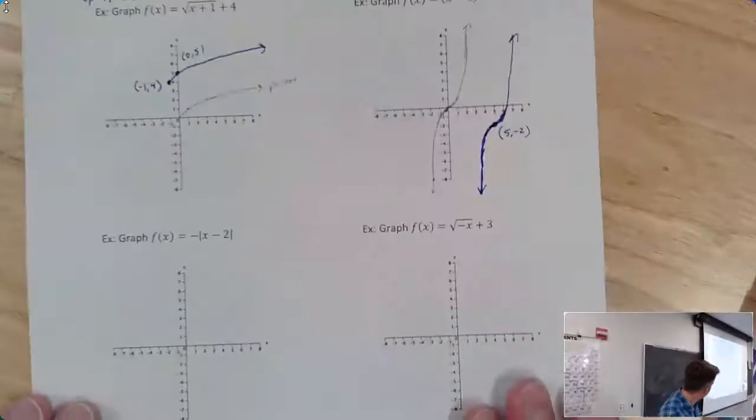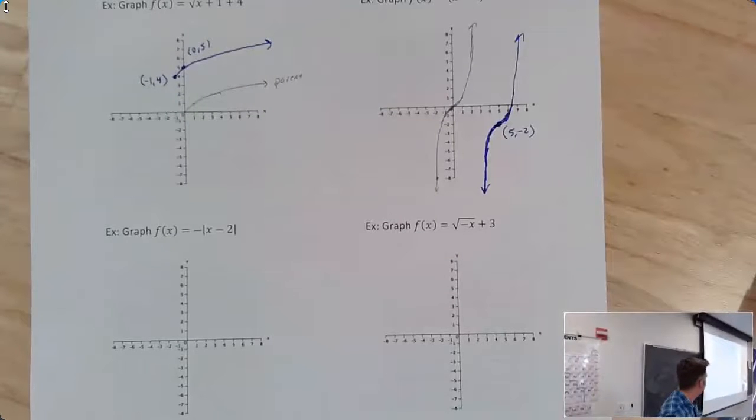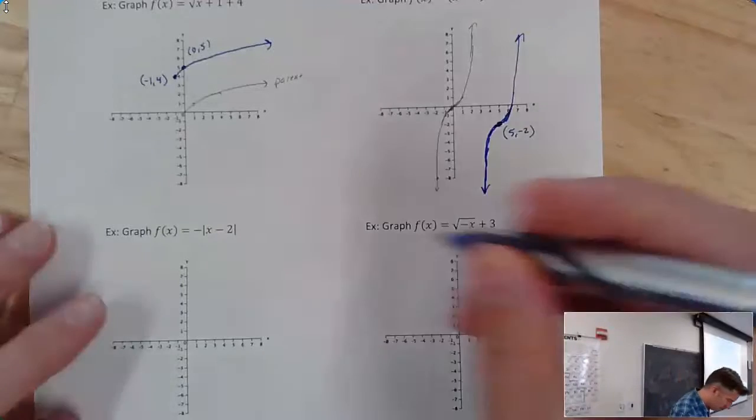Okay, let's look at these next two. We've got negative absolute value of x minus 2. So this has a shift and a reflection. And we'll talk about the order you want to do things in a second. Here, you always want to work from the inside out. So here I see inside the absolute value, I'm subtracting 2, and I'm shifting 2 to the right. So that's telling me to go 2 to the right.